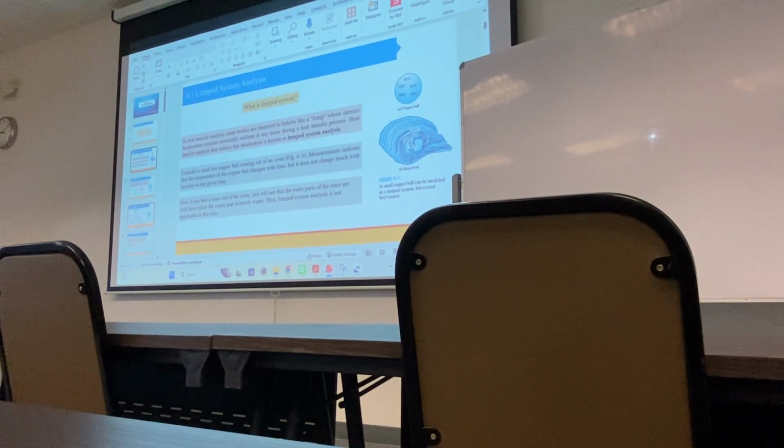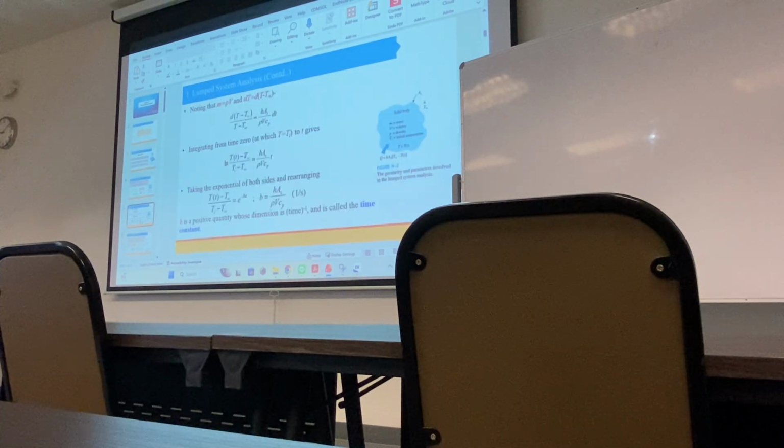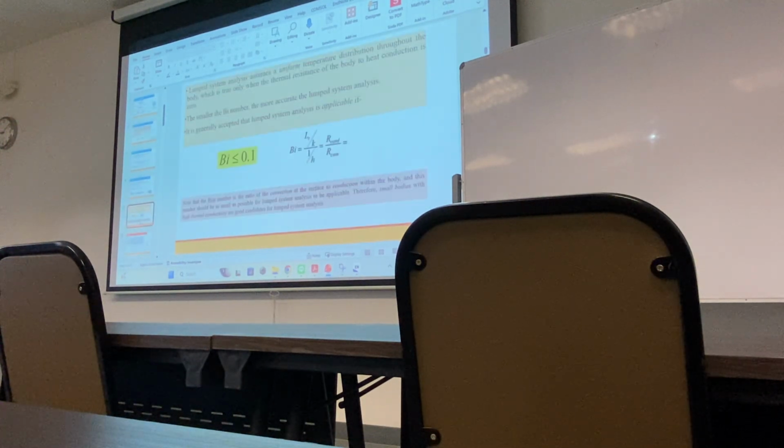And in order to check if your system is a lump system or not, the first thing we were doing was calculating the Biot number. Right. So if the Biot number was less than or equal to 0.1, that means the body was a lump system, otherwise it was a non-lump system. So whenever we solve any numerical, the first thing we check is whether the system is a lump system or not. So we calculate the Biot number.